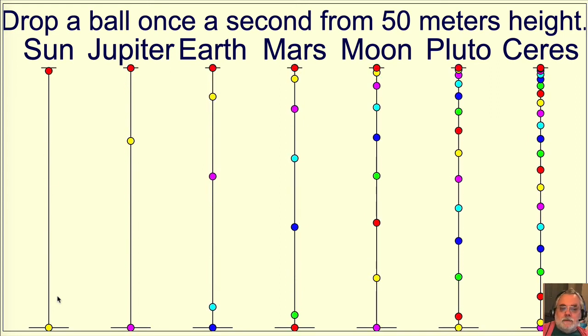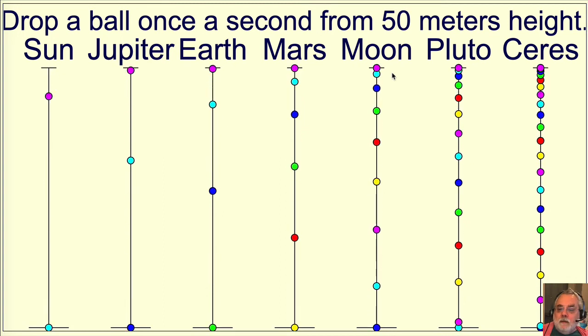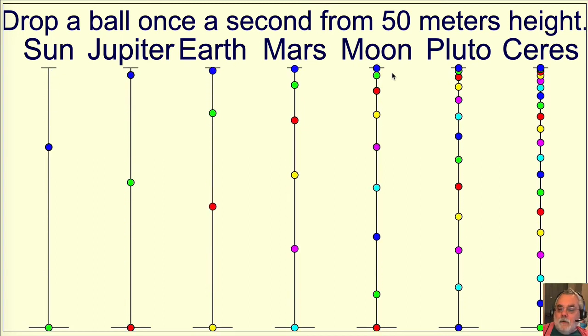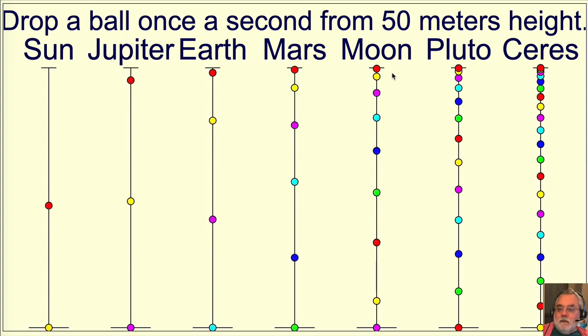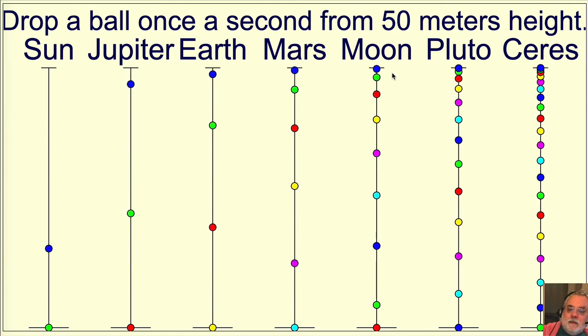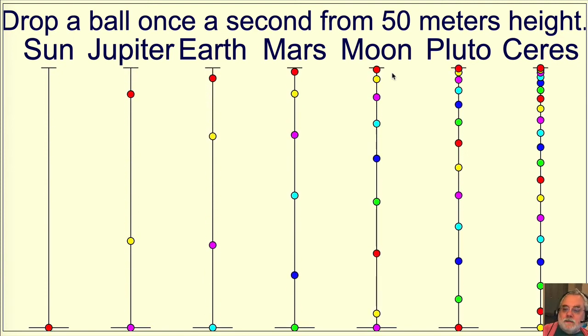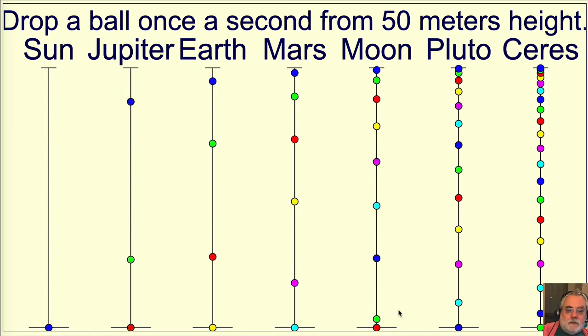The Moon's surface gravity is 1.62 meters per second squared, or 0.17 times Earth's. Our cannonball falls 50 meters in 7.9 seconds and hits the surface at 13 meters per second.